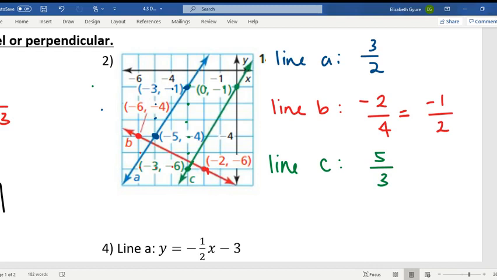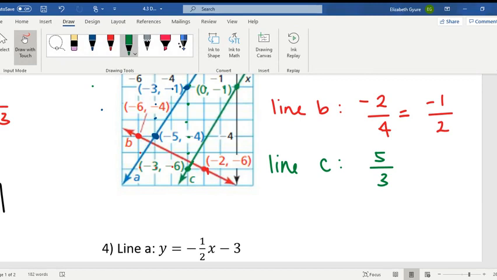Okay, do we see any parallel lines here? Anybody have the same slope? No. Do we see any opposite reciprocals? Nope. So is there really anything that we need in this one? No. We're just going to say none.